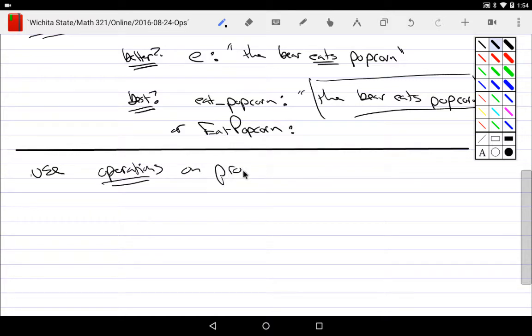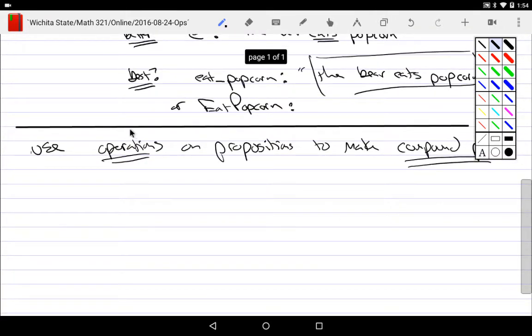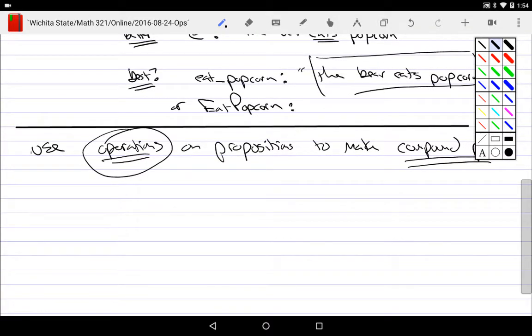On propositions, to make what's called compound propositions. Okay, the idea is, well, what's an operation? Well, if I have a declarative sentence and another declarative sentence, I need to make a declarative sentence that involves those declarative sentences. It might seem odd, but really an example would be how I started out.